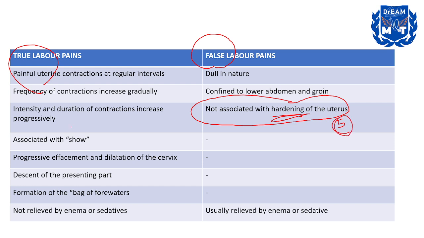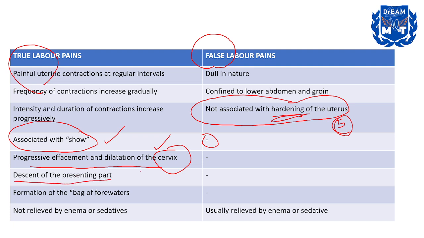In true labor pains, if we go for a per vaginal examination, you can have a presence of show. But in false labor pains, you do not have any association with show. And there will be progressive effacement and dilatation of the cervix, so you will have cervical changes in true labor pains, and there will be descent of the presenting part. But in false labor pains, you cannot identify descent of the presenting part, like at +1, 0, -1. So there will be no descent of the presenting part.